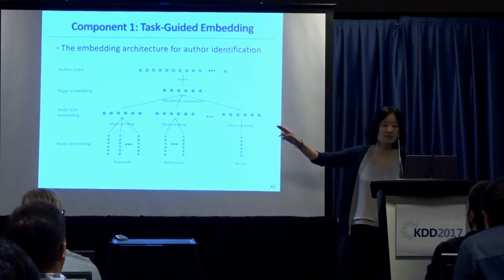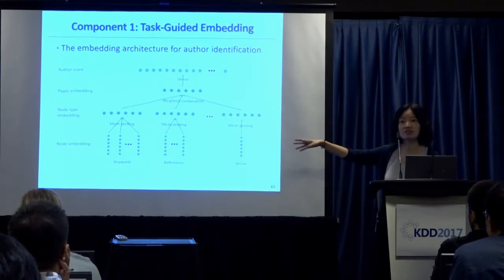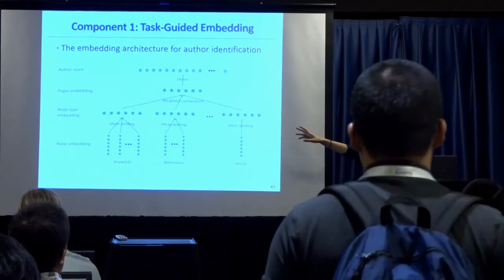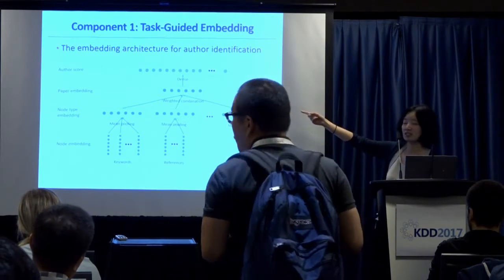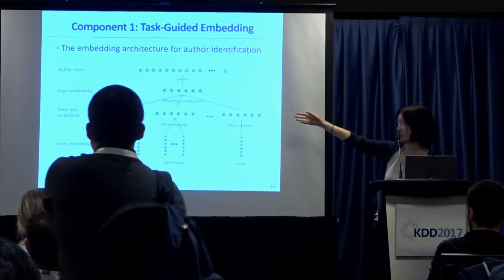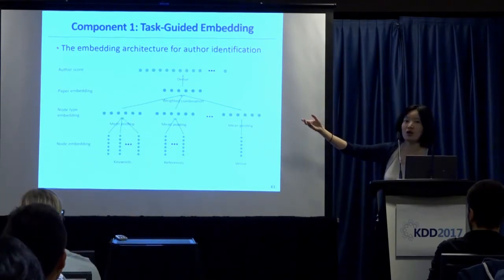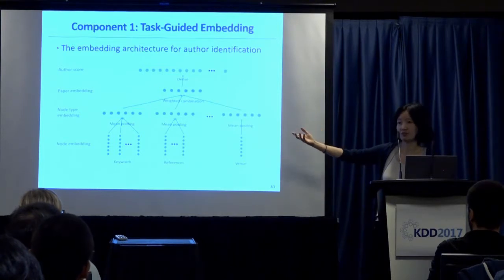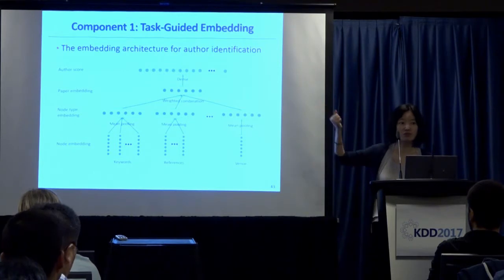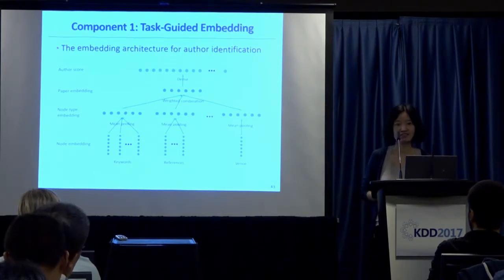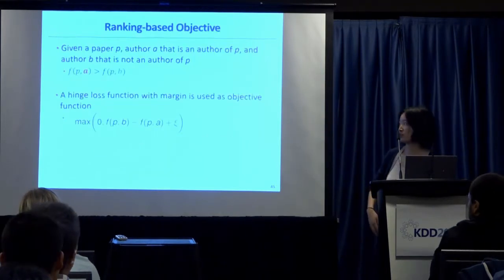So the task-guided embedding part is very simple. For each paper, it's linked to some observed entities, right? So we just take a weighted average of those linked entities' embeddings and project it as the paper's embedding. Now, once we have the embedding for a paper, and we assume we have the embedding for the authors, then if there's a link between this paper and an author, we just force them to be close to each other. That's the general idea. For the loss function, we use the hinge loss function with margin.